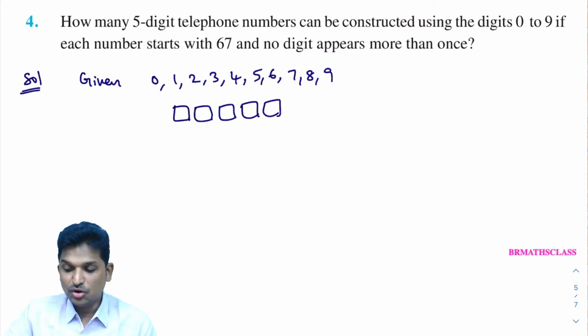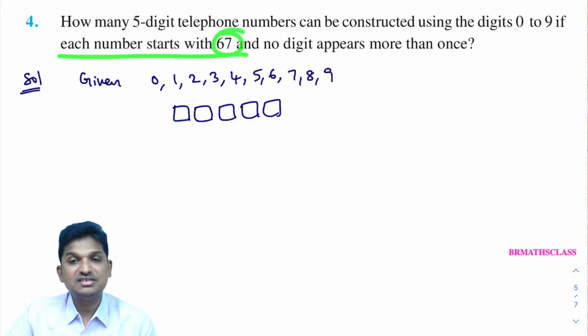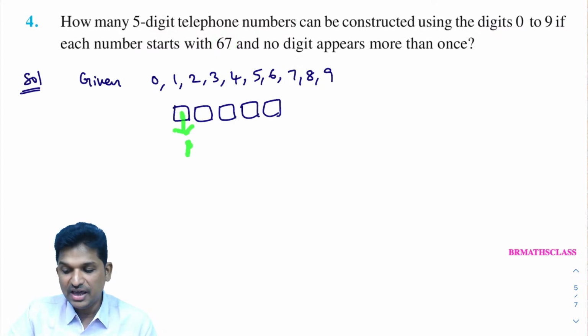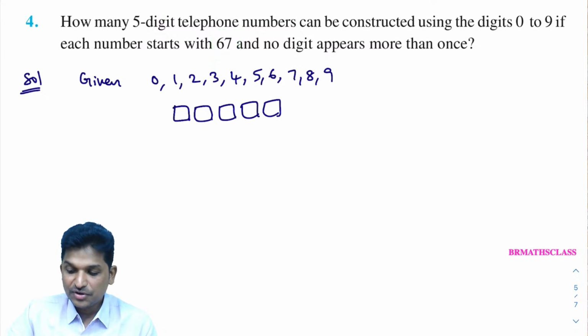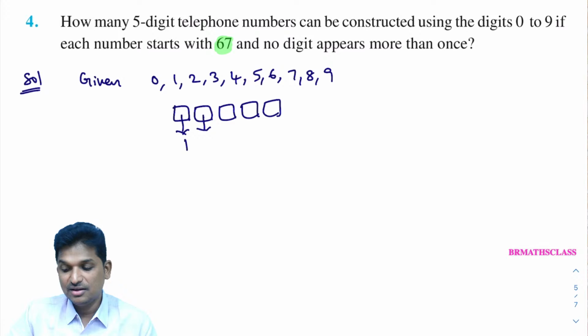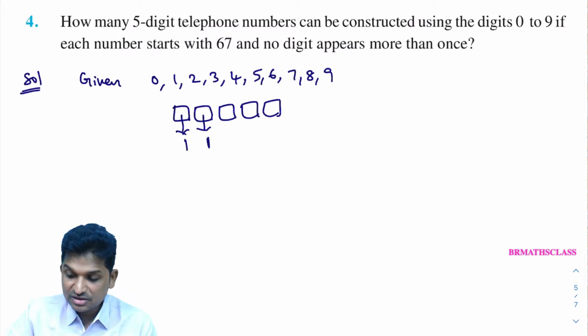Now first box can be filled in how many ways? As you see here, each telephone number starts with 67. As the telephone number starts with 67, first box can be filled in one way. What is that one way? That is 6. 6 is the only option we have because the 5-digit telephone number begins with 67. With the number 6. What about the second box? As the telephone number starts with 67, second box can be filled in one way. That is 7. In the first box I'll write 6, in the second box I'll write 7.